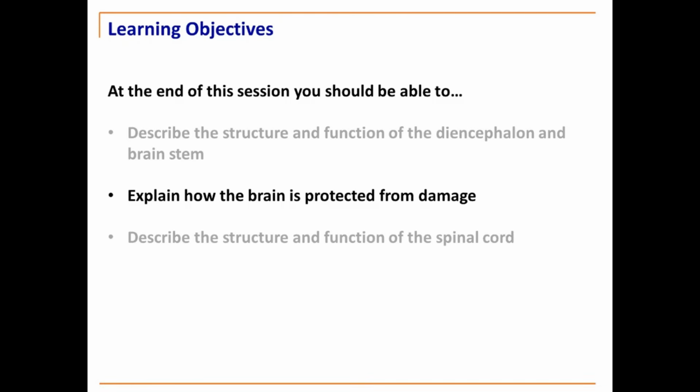And the first part that we're going to look at is how the brain is protected from damage. We're going to do this at quite a crude level, and we're going to cover this because it relates to the next part, which is looking at how the spinal cord functions, but also how the spinal cord is protected from damage. And there's a lot of similarity between the two, as the meninges are in fact connected between the brain and the spinal cord.